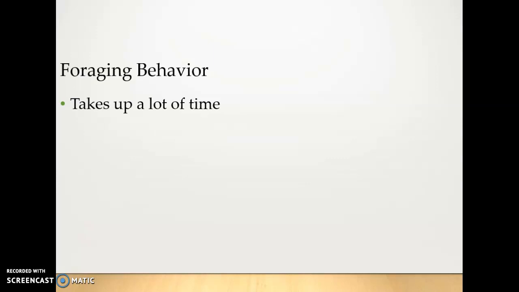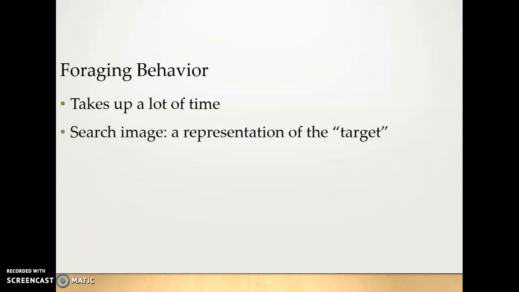Now, one of the things that's been researched quite a bit in terms of animal foraging is the idea of something called a search image. The search image is so called because the animal that is foraging needs to have some idea of what it's looking for. And so the idea is that the animal has some sort of representation of what it's looking for. In humans, we would say you have an idea in your head of what exactly it is that you're looking for.